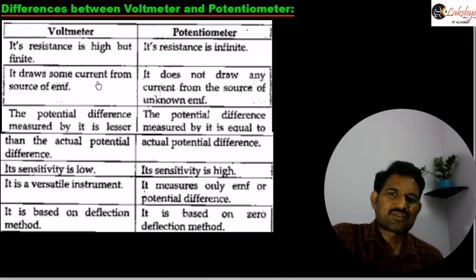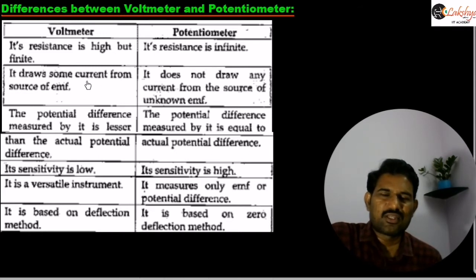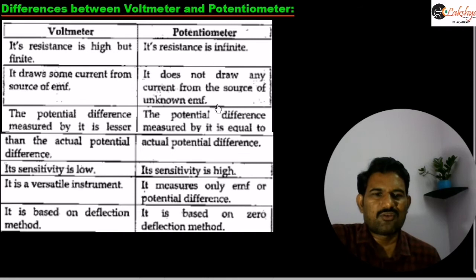The voltmeter draws some current from the source of EMF. That means if you want to measure the EMF of a cell, we connect a voltmeter across that. Then this voltmeter will draw some current from it because its resistance is finite, not infinite, and so the error will be there. The potentiometer does not draw any current from the source of the unknown EMF. We know in the secondary circuit, if you connect a cell to find its EMF, it doesn't draw any current from that. That means no current flows through the cell, so automatically it gives a more accurate value.